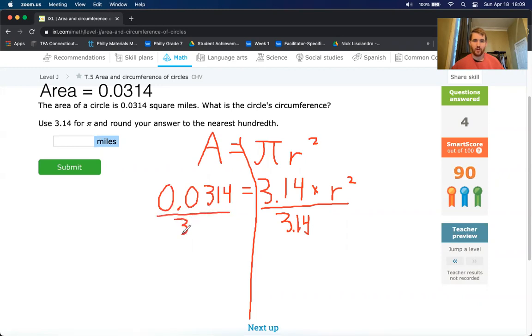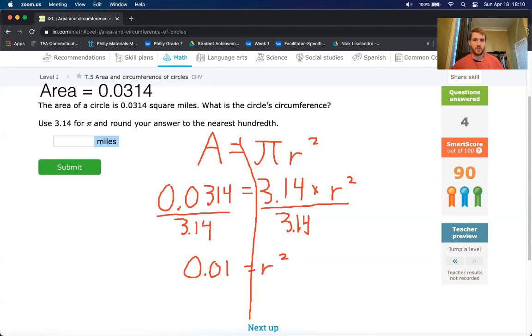Divide by 3.14. And make sure you enter this into a calculator. Whenever you have decimal points, it's easy to mix it up. So 0.0314 divided by, oh, and I did enter it wrong, 0.0314 divided by 3.14. And that is going to give us 0.01 equals r squared.